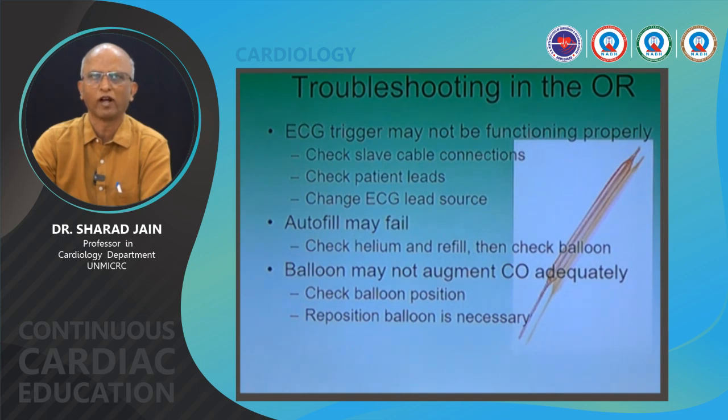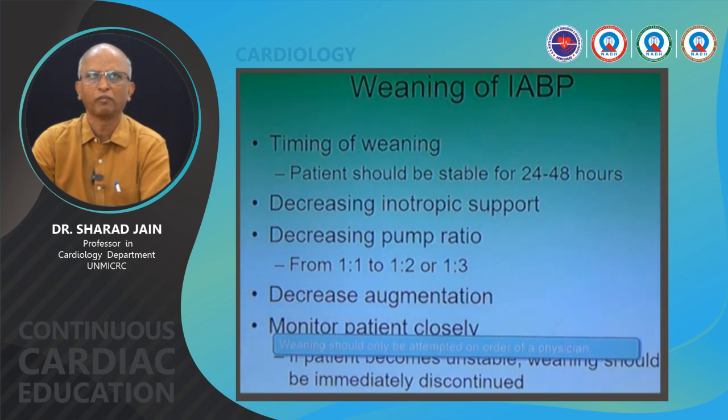Reposition the balloon if required. Weaning of the IVP: patient should be stable for 24 to 48 hours, maintaining a proper blood pressure, proper oxygenation level, and with a minimum requirement of inotropic support. Decrease the pump from 1:1 to 1:2 and 1:3. Decrease the augmentation slowly, and then monitor the patient closely. Weaning should only be attempted on the order of a physician.